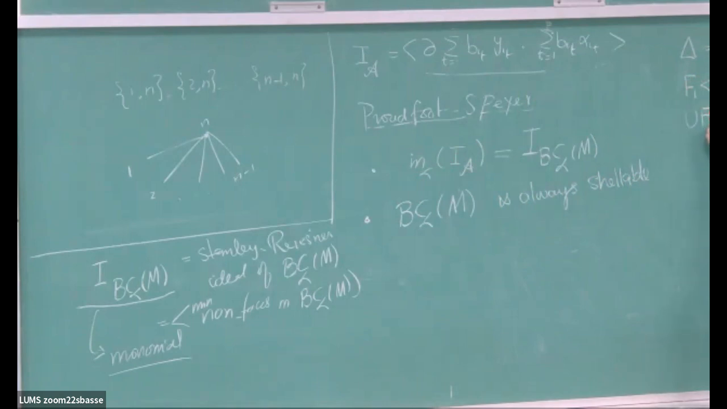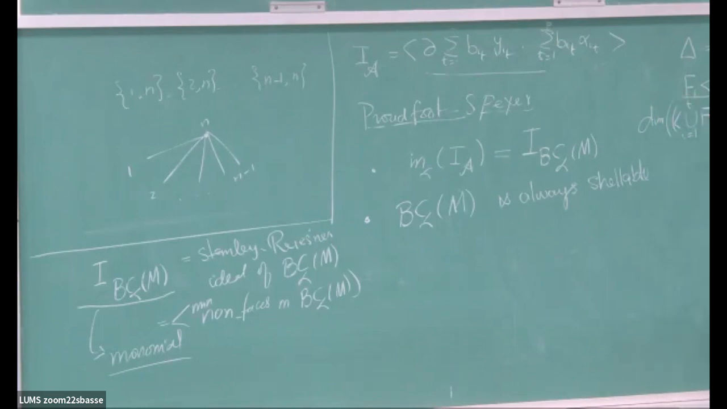The condition is that the union of F_i for i equal to 1 to t, intersected with F_{t+1}, has dimension equal to dimension of F_{t+1} minus 1. This is the definition of the shelling. Okay, it's fine. So this is called shelling.